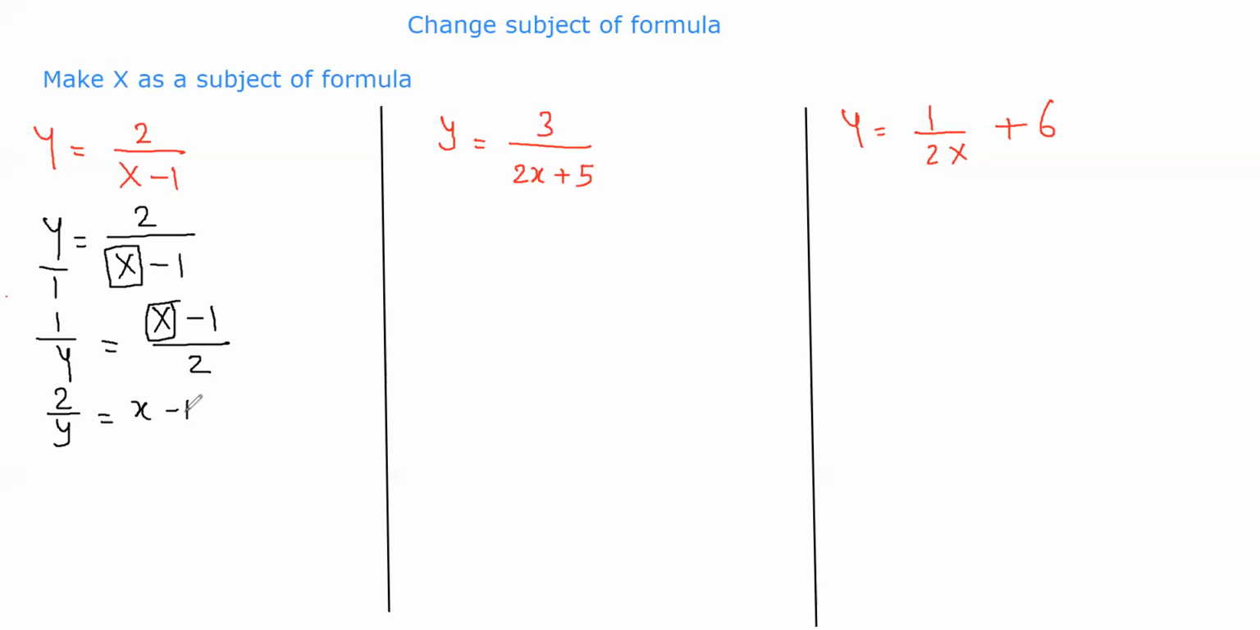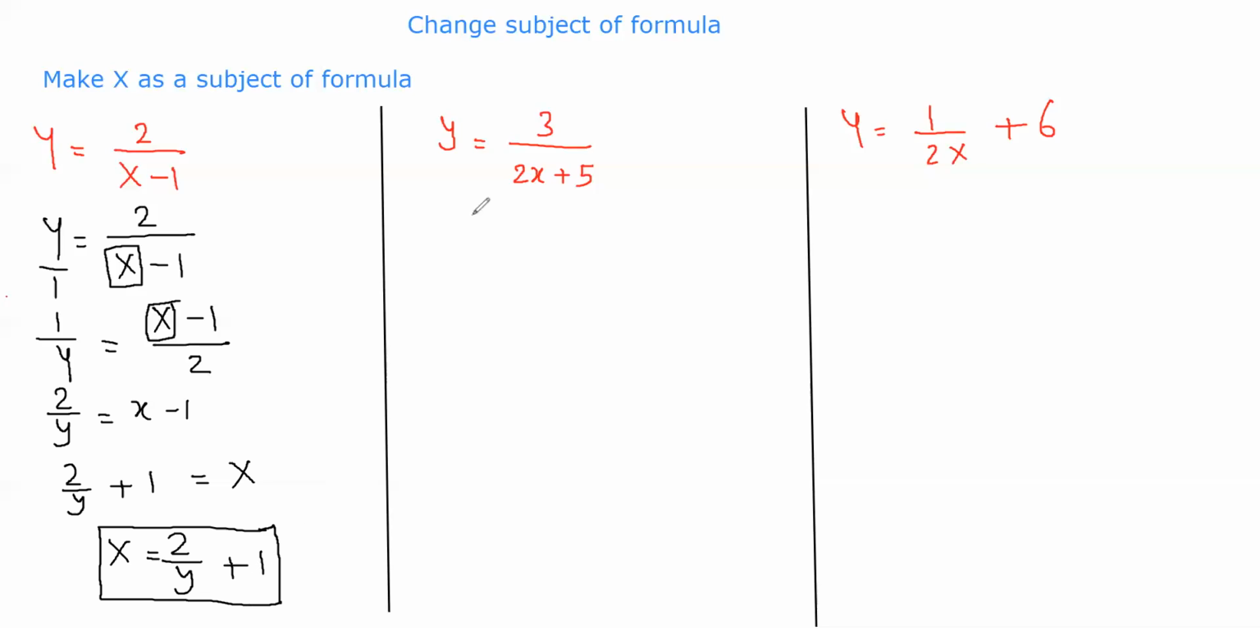Now here this is negative 1. I have to shift it to the other side, so this will become plus 1, not 2 plus 1. It's 2 divided by y and then plus 1 equals x. So we can say x is equal to 2 over y plus 1. That is changing the subject of the formula.